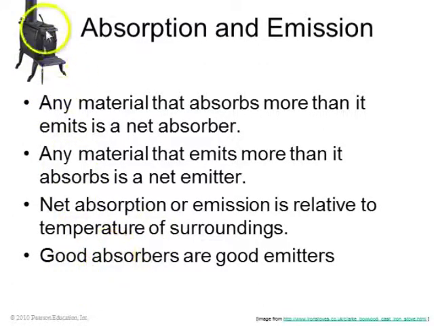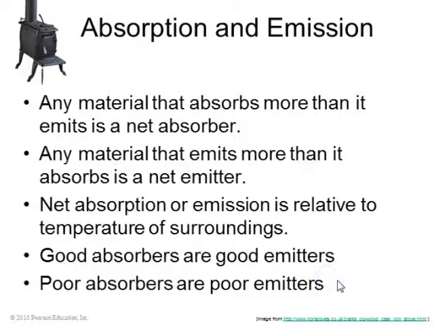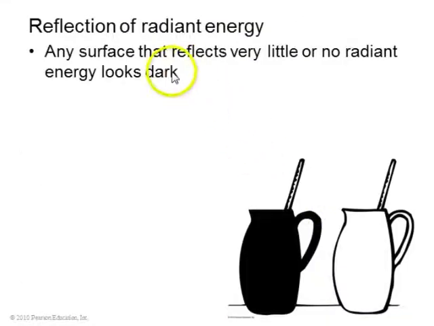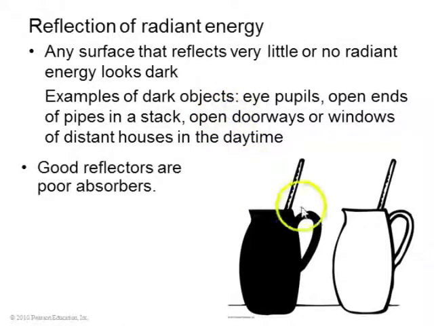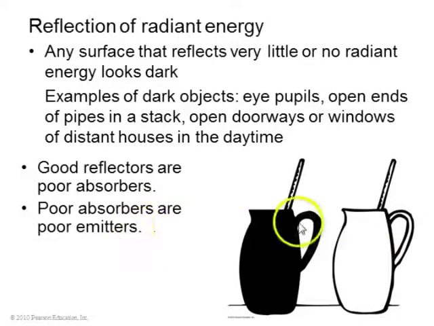And it turns out that anything that is black like this, a good absorber, is also a good emitter of electromagnetic waves. And poor absorbers are poor emitters. So any surface that reflects very little or no radiant energy looks dark, like eye pupils, open ends of pipes in a stack, open doorways. Okay, the light goes in, but it doesn't come out very easily, and it can look dark. Good reflectors are poor absorbers, and poor absorbers are also poor emitters.